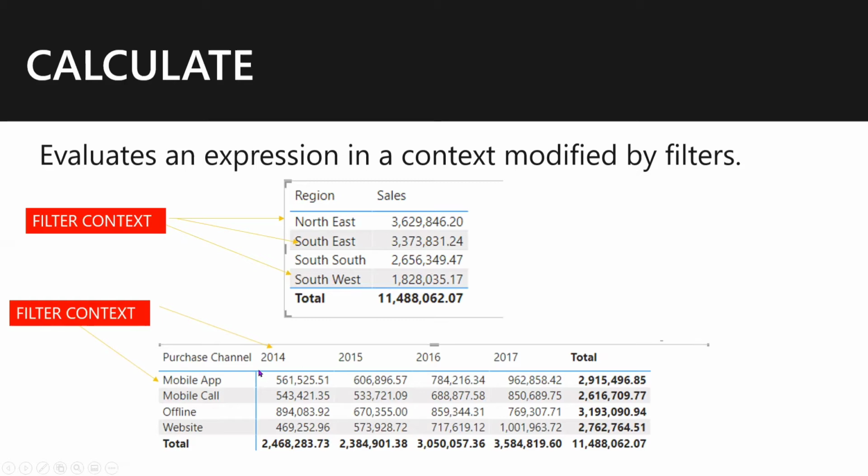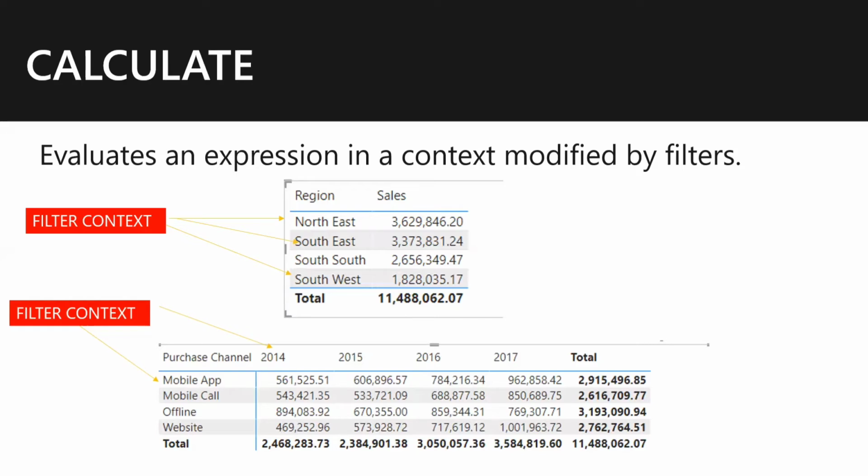Again, when we go to this example, we can see that this is a matrix. We have rows, we have columns. In this scenario, the filter context is going to be based on purchase channel and the year, which means that for this particular figure, 2014 and mobile app is the filter context working on it, and so on and so forth. So the calculations we want to do in DAX are not limited to these simple aggregations. We have a lot of other calculations which we can do.